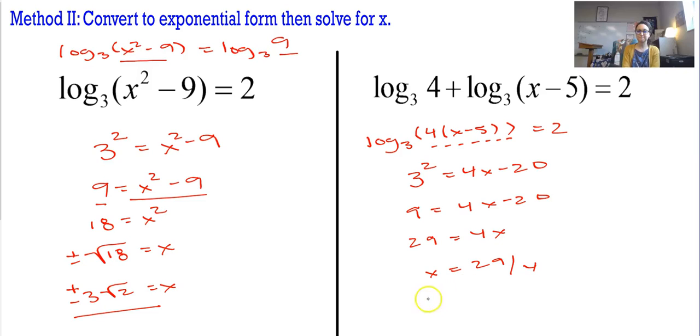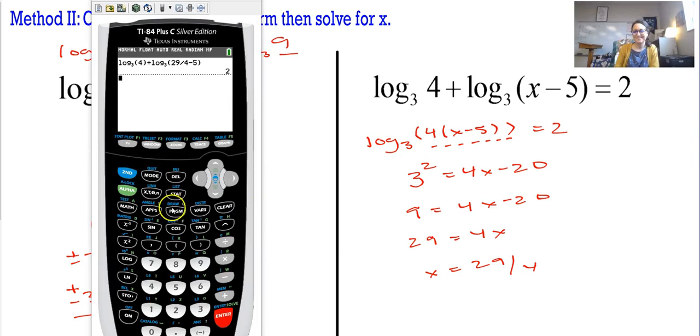We do need to check it. All right, so I tested just real quick, plugging 29 over 4 in for x here, typing that in, and I got 2, so it looks good.